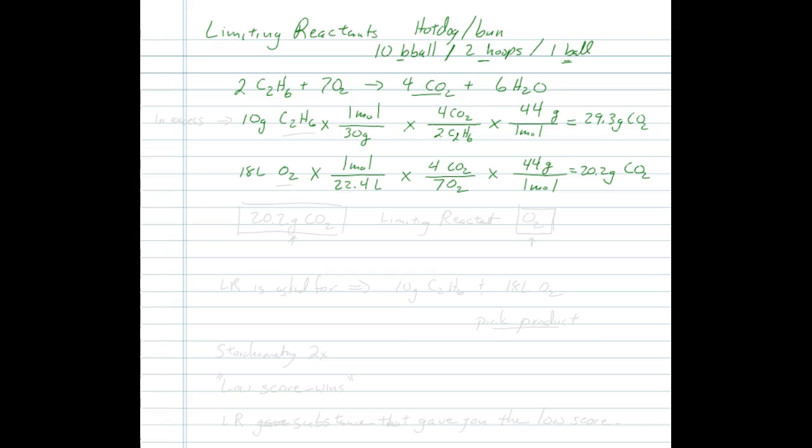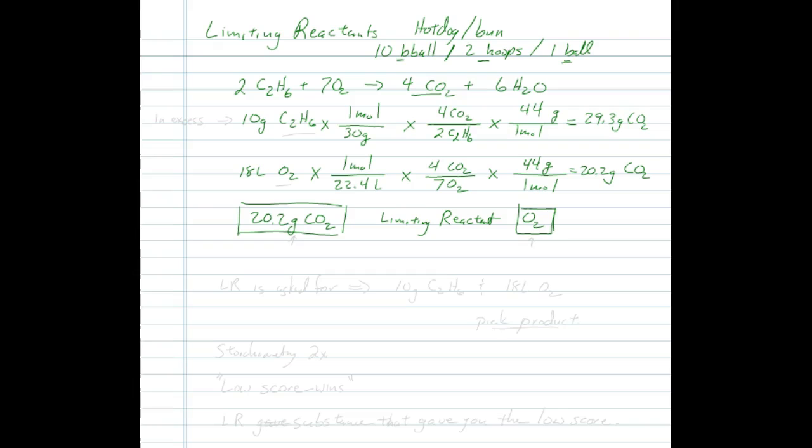So how many grams of CO2 can be produced? The smaller one, small score wins. 20.2 grams of CO2. It's like golf or cross country where the low score wins. So that is how much carbon dioxide can be produced. The limiting reactant is the O2.